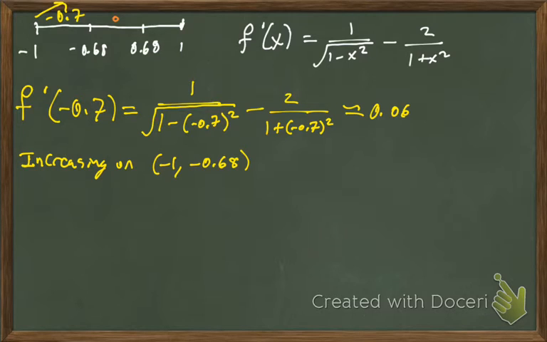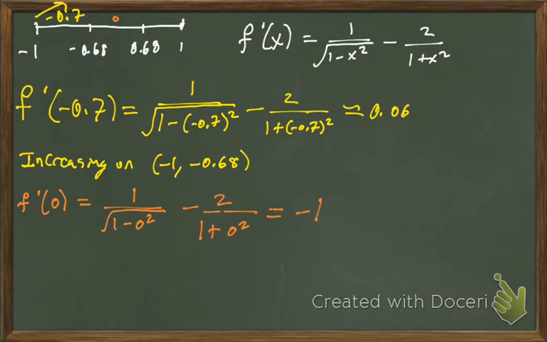Okay. Now we'll pick 0. That's in between -0.68 and 0.68. You can pick any value in between those two, and it'll always be the same sign in the first derivative. So f prime of 0 will be 1 over the square root of 1 minus 0 squared, minus 2 over 1 plus 0 squared. It's going to be -1. So that tells us we are decreasing in between -0.68 and 0.68.